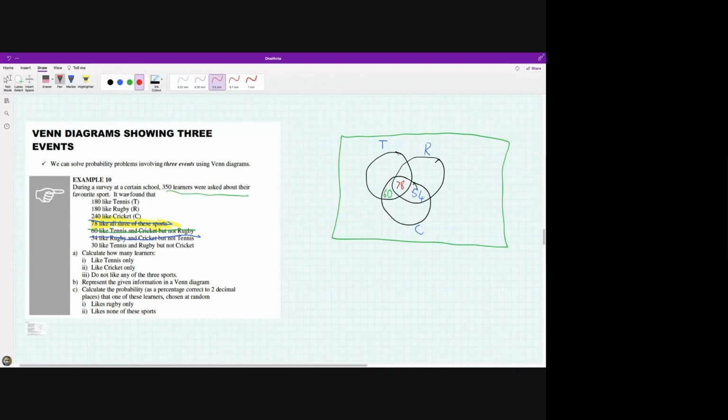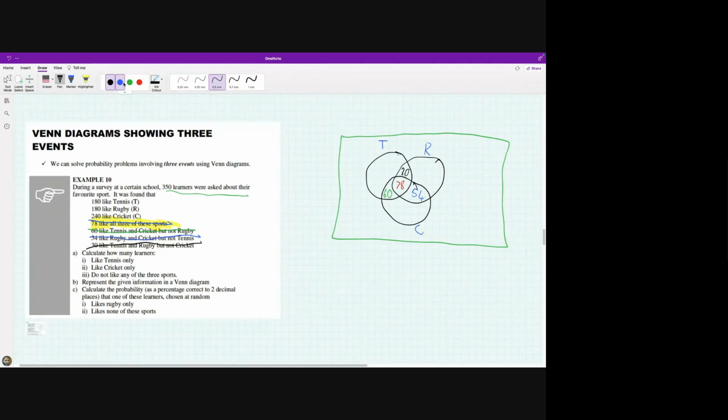Okay, now 30 like tennis and rugby, but not cricket. Well, I'm going to get this one over here. So the only things we've got left to get, so I'm crossing out. Look how I cross out to make sure I don't use something twice.